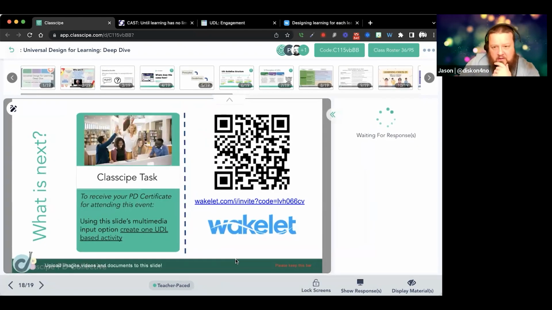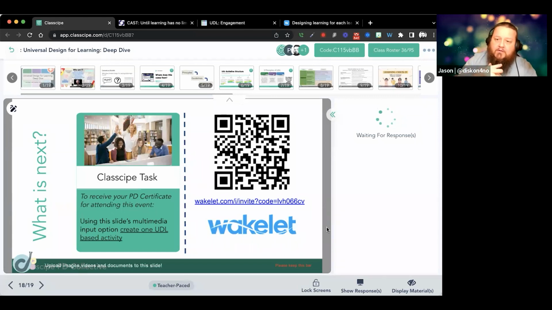Now, at the beginning, it was mentioned that there's two kinds of certificates. One is a certificate of attendance, and one is a certificate of participation. And so in order to receive your participation certificate, what I would like for you to do is to create a task. It does not have to be a massive task. It could be a very quick exit ticket. It could be a quick choice board. It does not matter, but it needs to look at the various checkpoints within the UDL framework and guidelines, and it needs to be based around that.